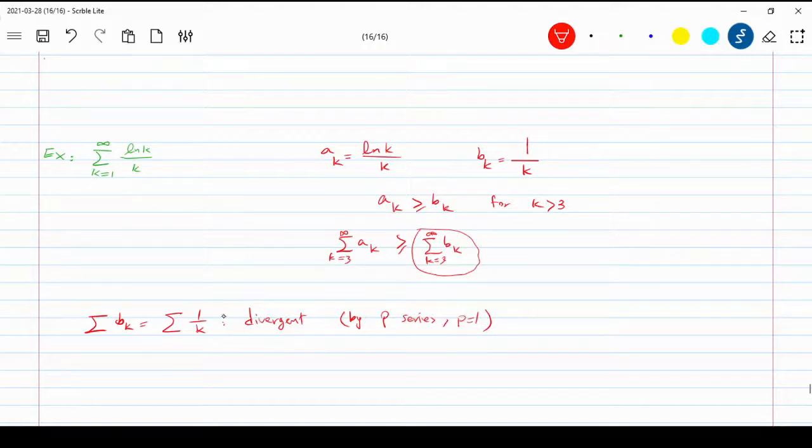Then I have a divergent series for b case. That means this term approaches infinity. So what do I know about the summation of ak? Summation of ak is greater than or equal to infinity, which means this summation is also infinity. That means this summation also diverges.